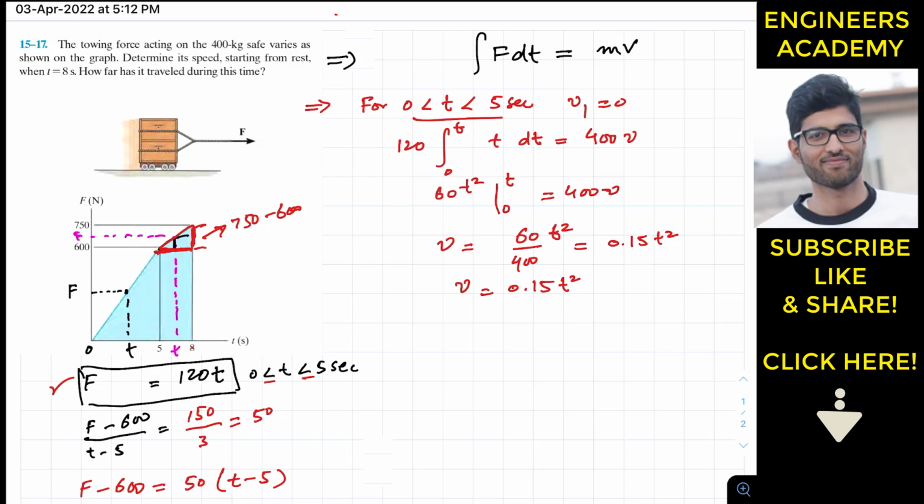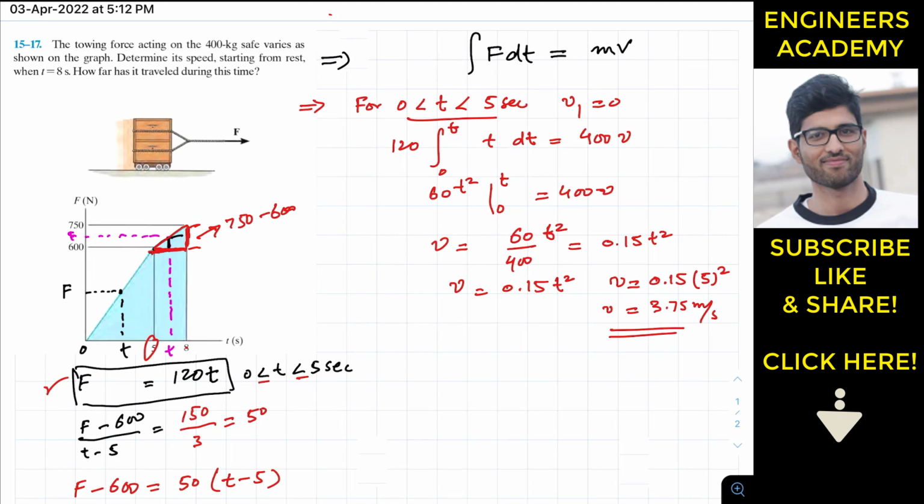Now if you want to find the velocity when t equals 5 seconds, I have to put t equals 5 seconds in this equation. So 0.15 into 5 square. 5 square is 25. So the velocity equals 0.15 into 25. So this is 3.75. So the velocity is 3.75 meter per second when t equals 5 seconds.